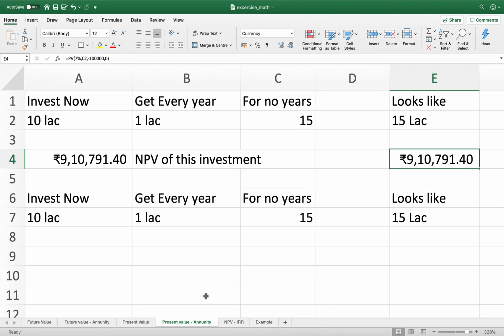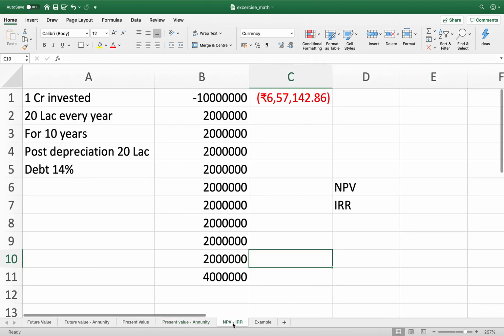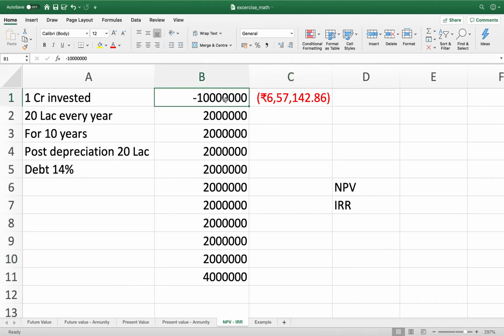Apart from these two formulas, in their annuity format, we have a different situation. In this situation, you have to assess two things. Now you have to assess one company where you want to invest. So let's say you are assessing one company, and this company is going to invest 1 crore in one project. And they are saying that by investing 1 crore, they will get 20 lakh rupees every year as a profit for the next 10 years. And then after 10 years, the machinery which they have set up will be sold only for 20 lakh rupee because of the depreciation.